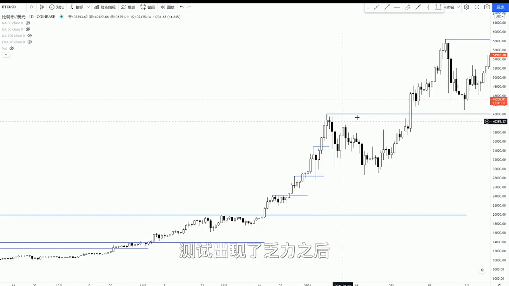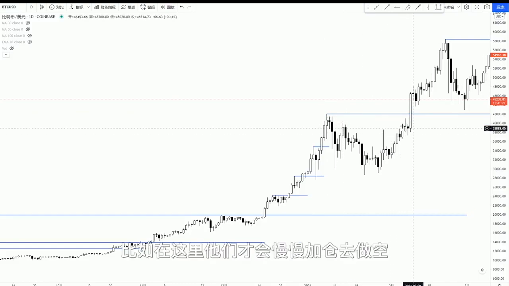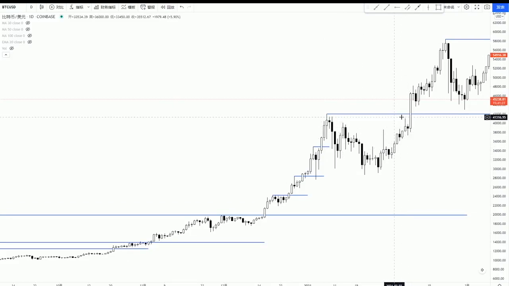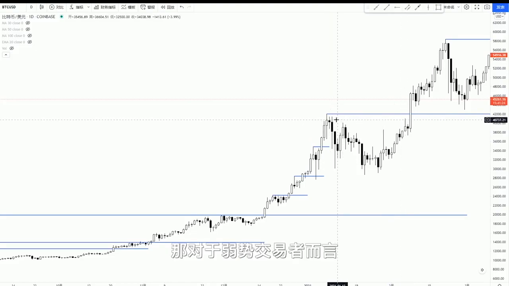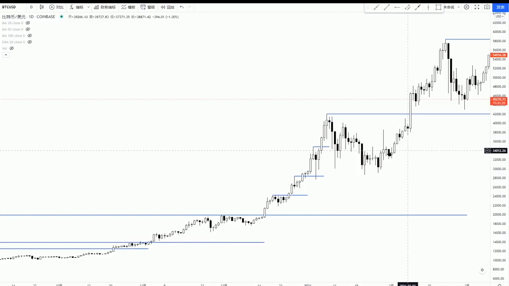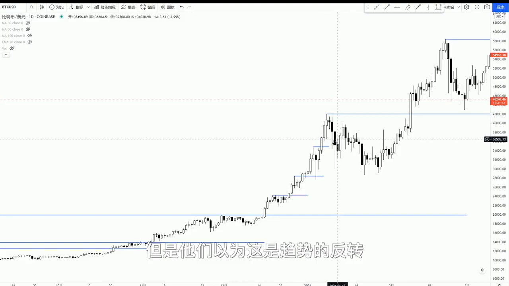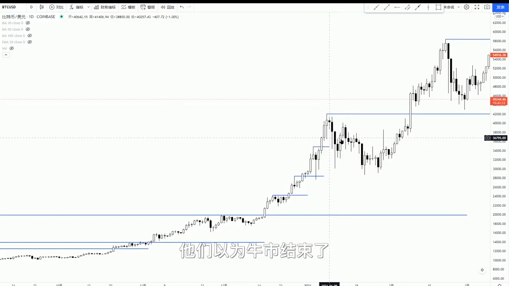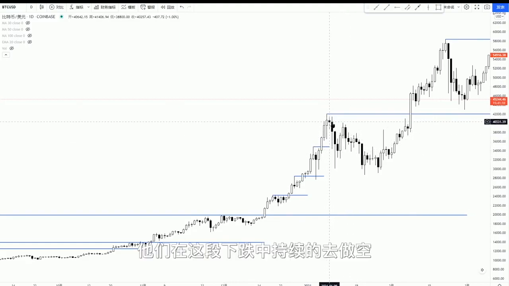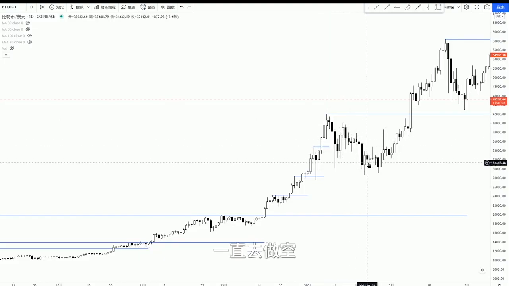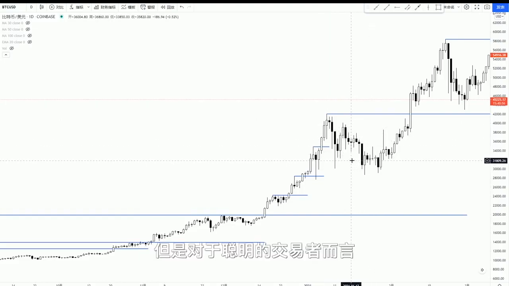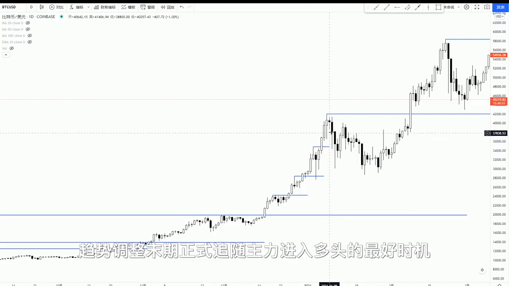So for weak traders, small retail investors, they see a downward correction, but they think it's a reversal of the trend, they think the bull market is over, and they keep shorting it. But for the smart trader, there is no better time to officially follow the main force into the long side. Including Mr. Luo, many smart traders entered during this period.